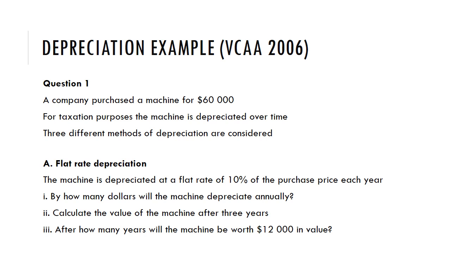And so an example of depreciation, this is from the VCAA 2006 exam 2. The content here says, question 1, a company purchased a machine for $60,000. For taxation purposes, the machine is depreciated over time. 3 different methods of depreciation are considered. So firstly, flat rate depreciation. The machine is depreciated at a flat rate of 10% of the purchase price each year. So this is here, it is a percentage, but it's of the purchase price.